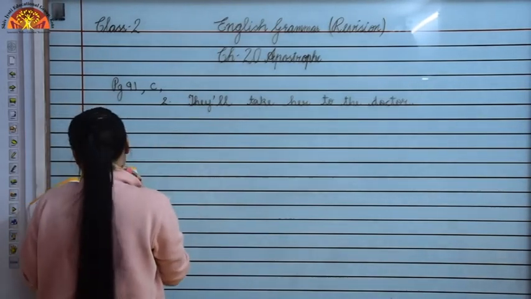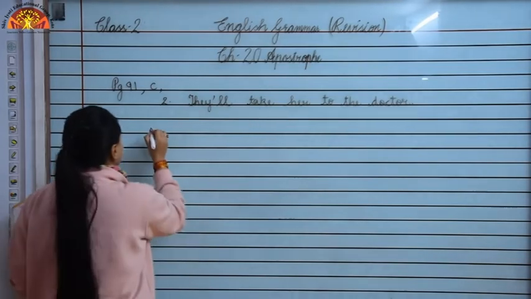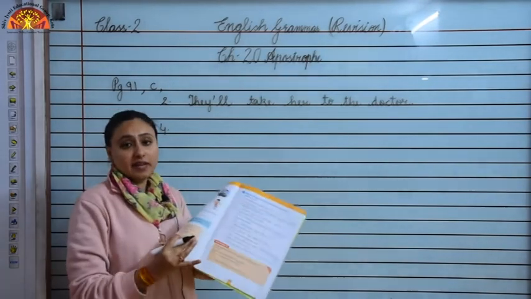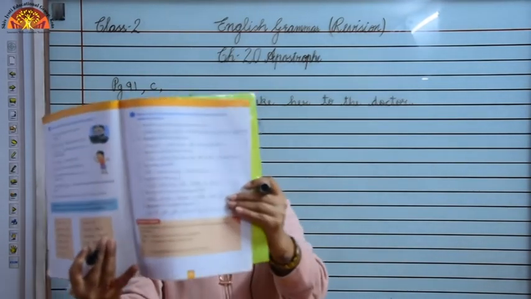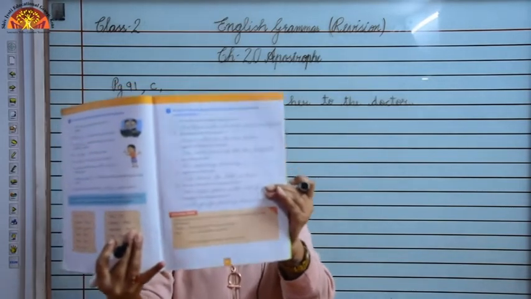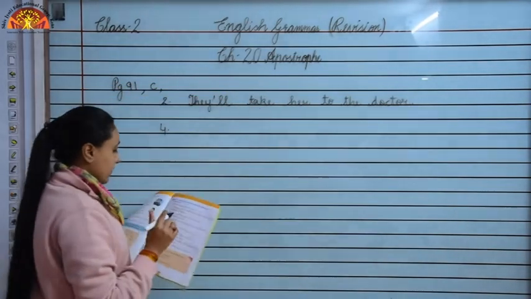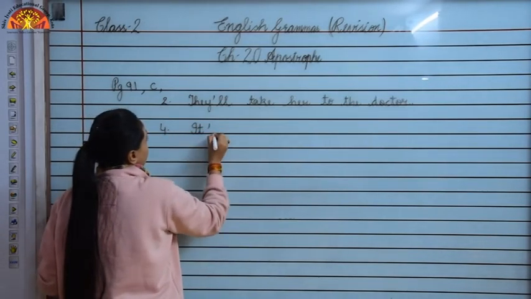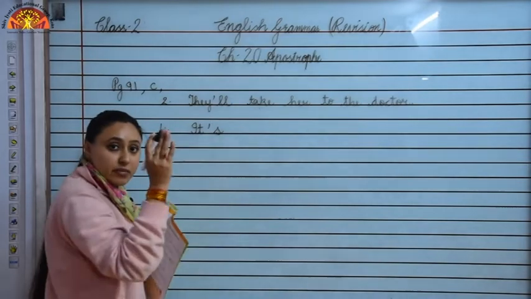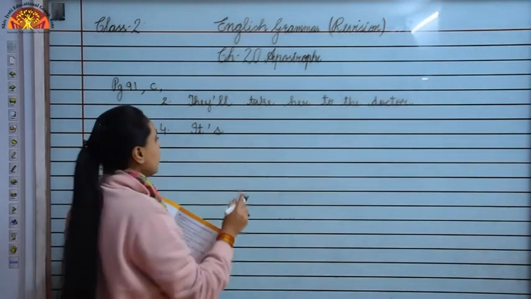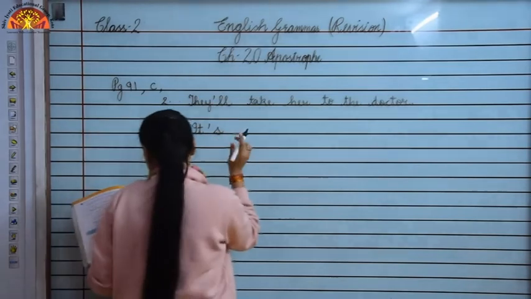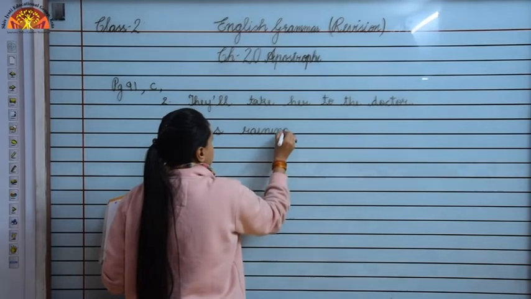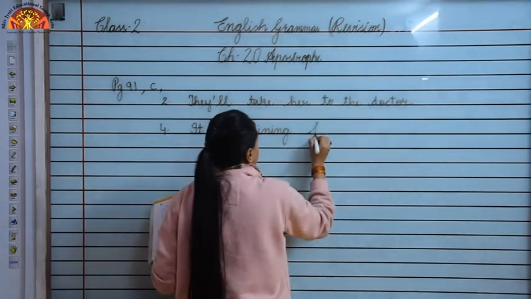Now children, look at number 4. It is raining heavily. The underlined words are it is, okay? Look over here, it is raining heavily. Number 4, we will write it is as it's, it apostrophe s, okay? We have omitted the i from is, okay? And it becomes it's. It's raining heavily.